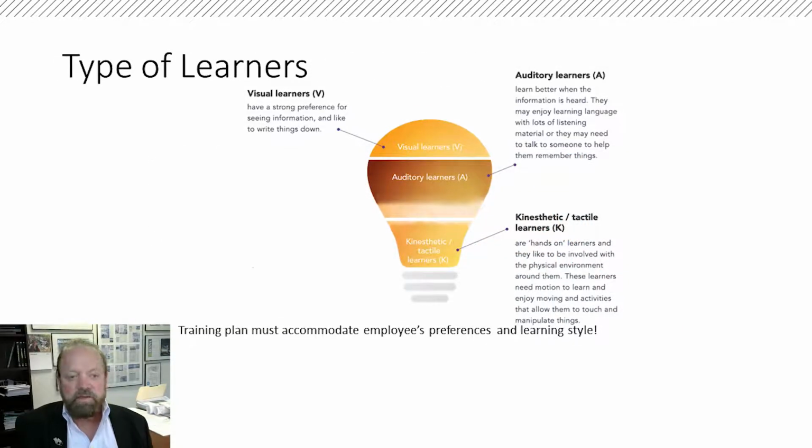So there's several types of learners: visual learners, auditory learners, and then of course there's kinesthetic, tactile learners, which most people fall into this category. These people like to be hands-on and like to be involved with the physical environment around them. These learners need motion to learn and enjoy moving and activities that allow them to touch and manipulate things.